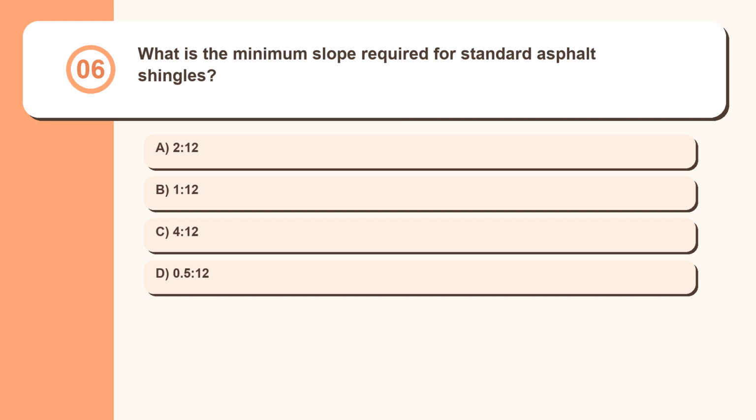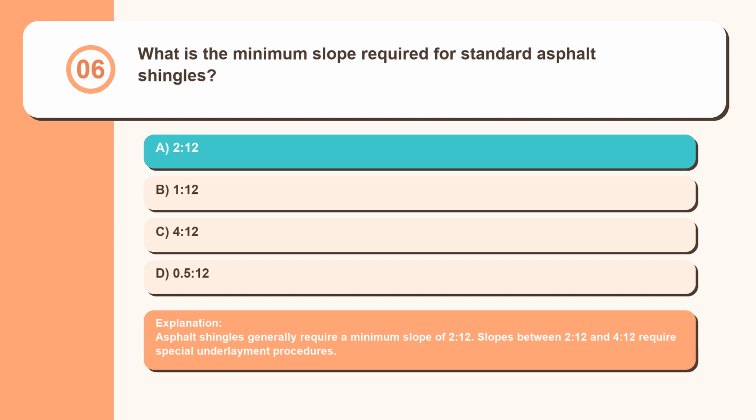Question 6. What is the minimum slope required for standard asphalt shingles? 2:12, 1:12, 4:12, 0.5:12. Asphalt shingles generally require a minimum slope of 2:12. Slopes between 2:12 and 4:12 require special underlayment procedures.